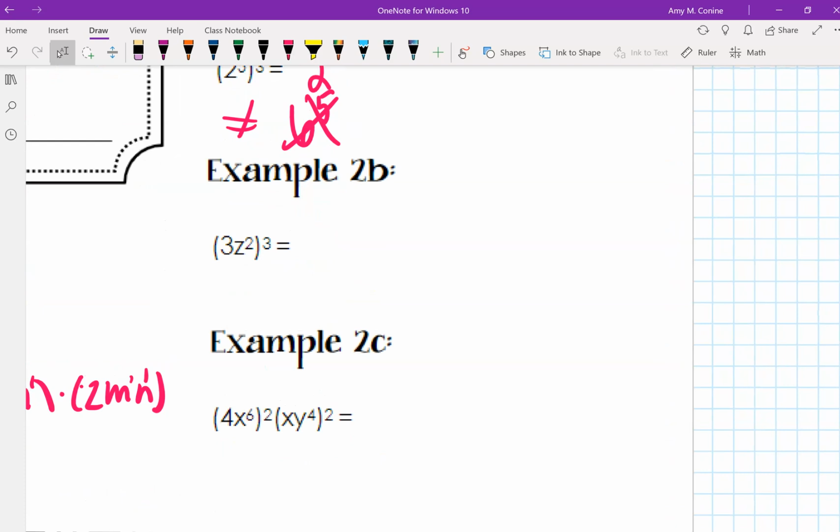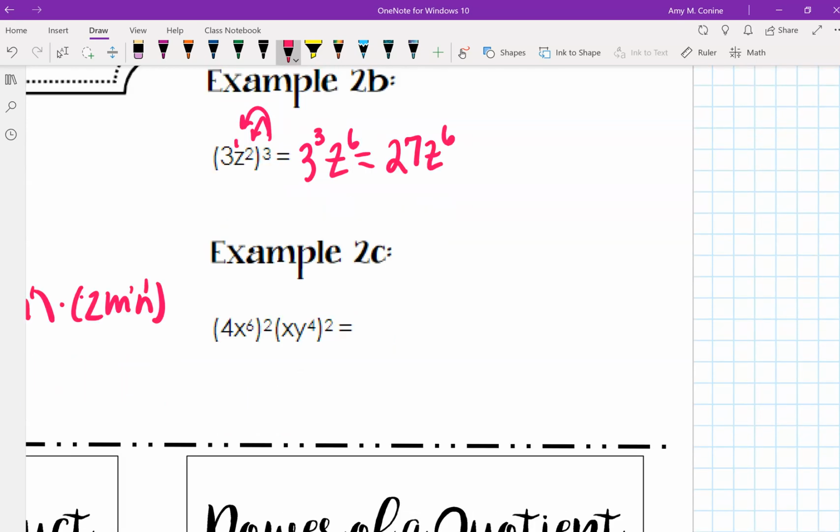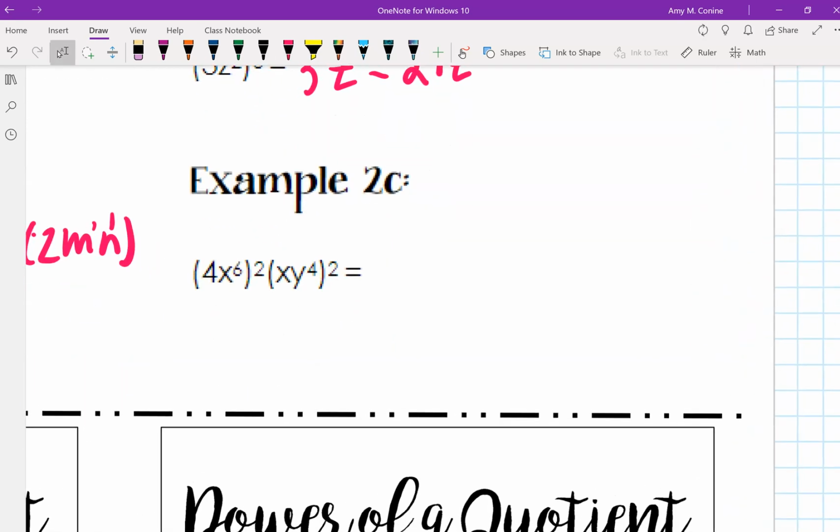So just like we did in our first example, everything on the inside that's getting raised to the power gets that power. So now this is 3 to the third. 2 times 3 is 6. So when you simplify this, you get 27z to the 6th power. Okay, so then our last example down here, we have a bunch.